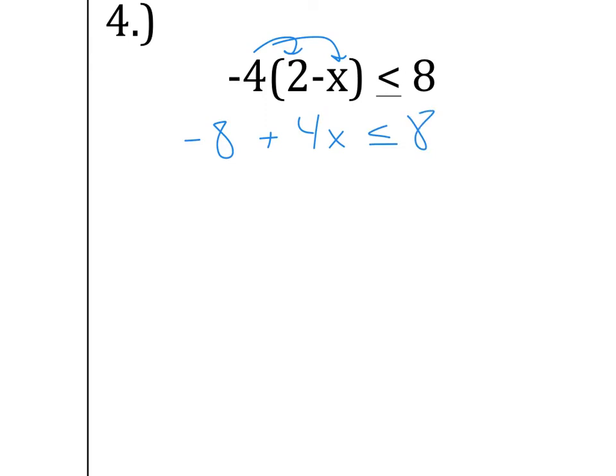Okay, I got to get rid of this 8. I got to make it equal 0. I can either do the opposite of adding here, which is subtracting negative 8, or subtracting negative 8 is adding 8. So I have 4x is less than or equal to 16. Divide by 4, divide by 4, x is less than or equal to 4.